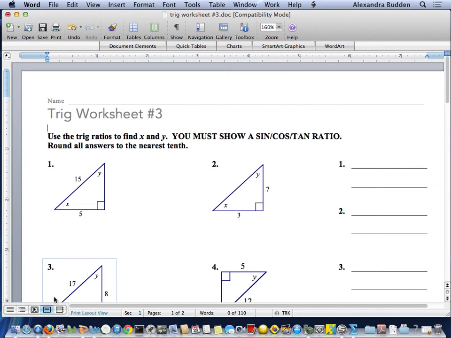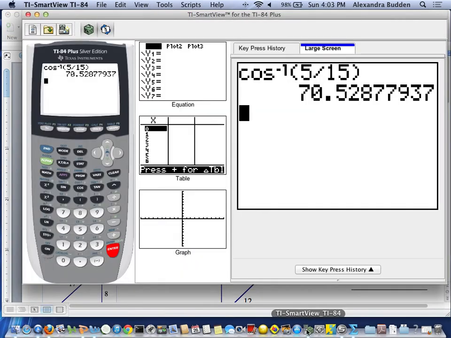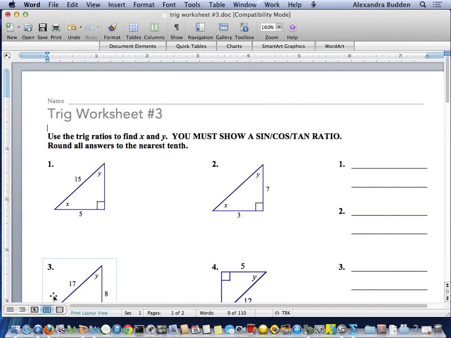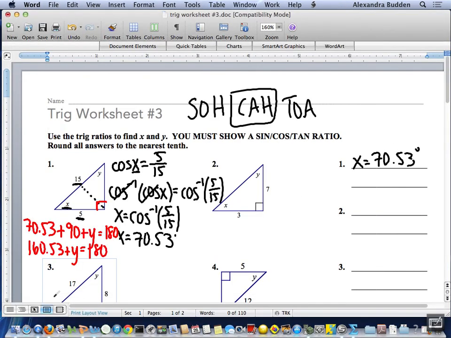Again, let's go back to our calculator. 180, subtract 160.53. Y is 19.47 degrees. Let's write that on the line. Y is equal to 19.47 degrees. That's it. It's a whole problem. You do need to show both the setup for x and for y, like I did.